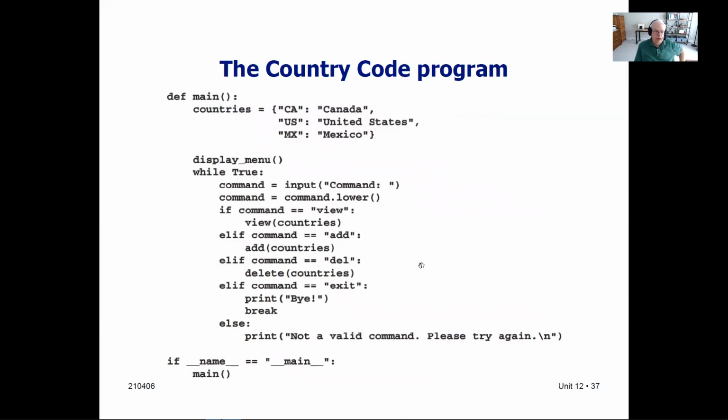Then our main function is super easy. All we have to do here is create our dictionary, which is countries. It's a static dictionary to start with 3 countries in it. North America, I just realized that. And then we'll display the menu, start our while loop for our user to enter their commands. And based on these commands, we will run the necessary functions and exit out if we need to. And we have our if statement here to make sure this is the main module. So that is the country codes program. Any questions about that one?